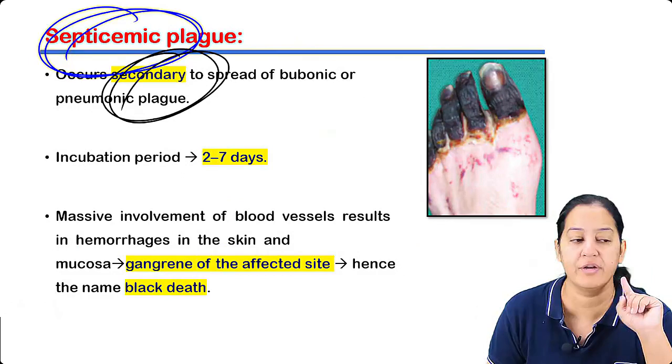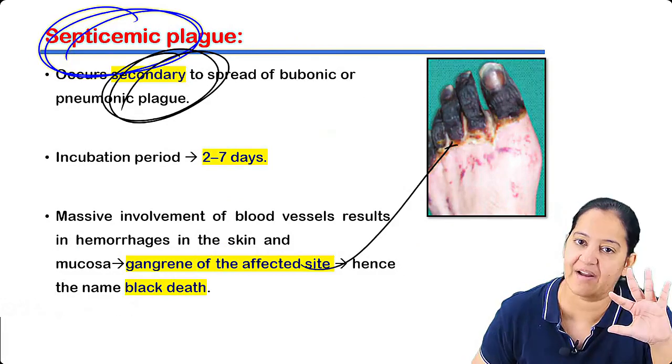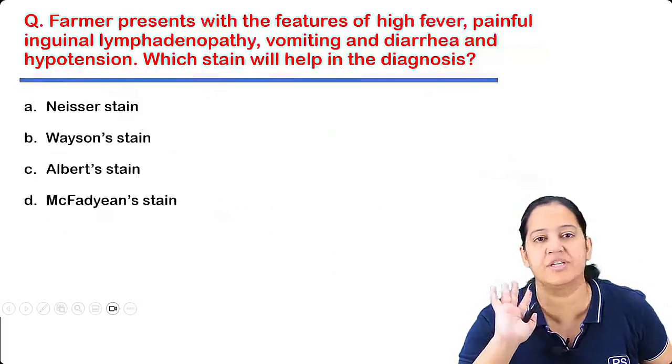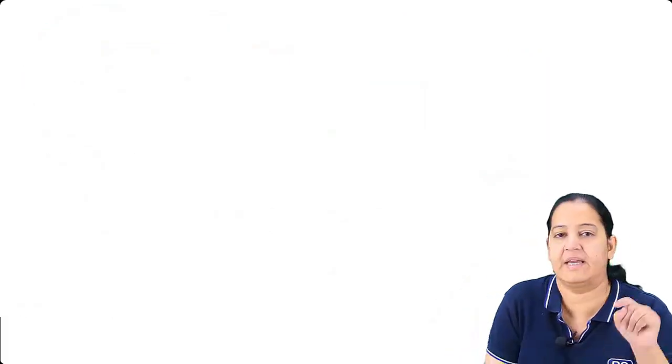How many of you got it? After going in the blood, it will cause gangrene of multiple organs. It can cause obstruction of the blood vessels. So that is the three types of the plague. We are done with Yersinia.